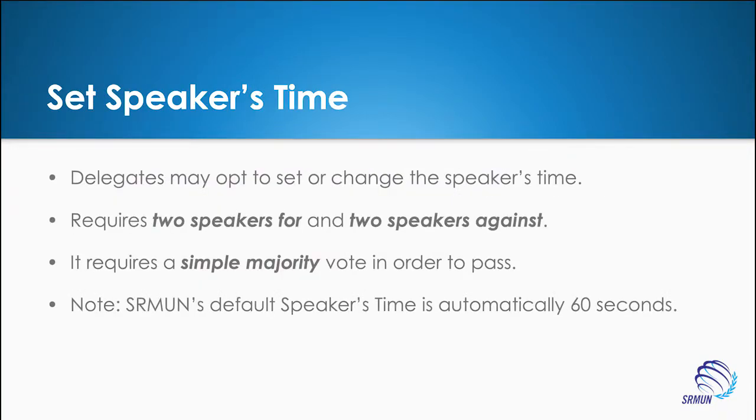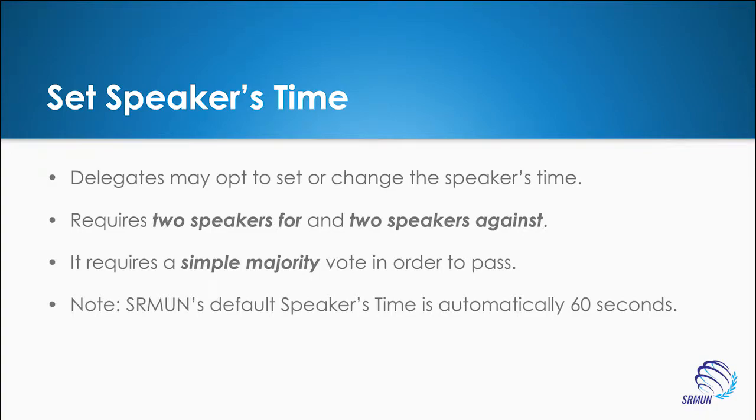With setting and changing the speaker's time, you can motion to change the speaker's time. A lot of times you'll do this if people aren't using all their speaker time, or if people are being cut off mid-speech and you think people need more time to speak, and you need 2 to speak in favor and 2 to speak against, and that is a majority. And at the beginning of the session, the speaker's time should be set at 60 seconds automatically, so it'll change from that.